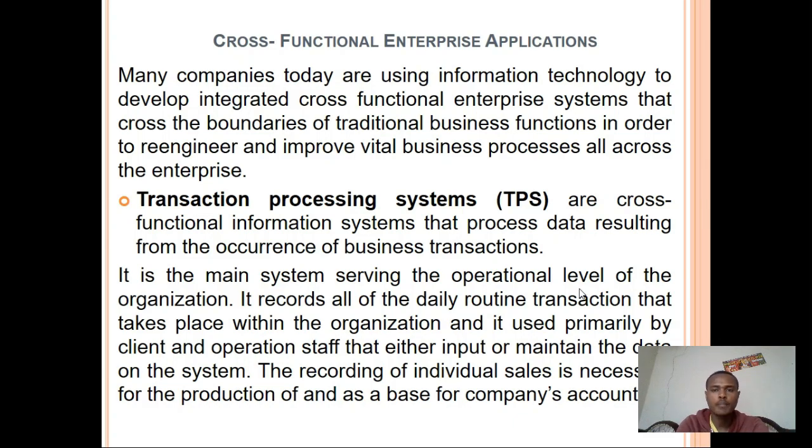Cross-functional enterprise applications. Many companies are using IT to develop integrated cross-functional enterprise systems that cross the boundaries of traditional business functions in order to re-engineer and improve vital business processes all across the enterprise.